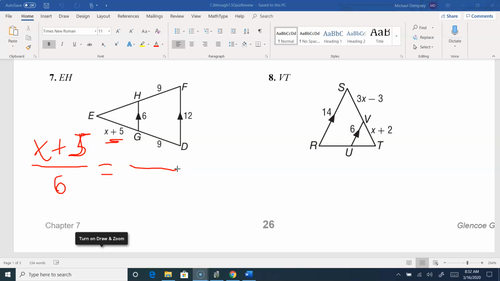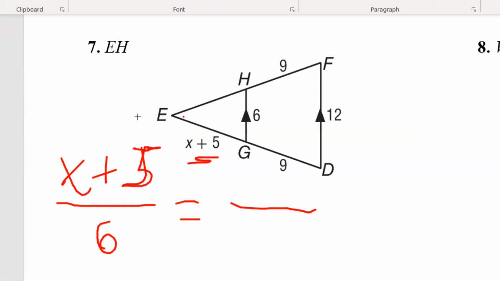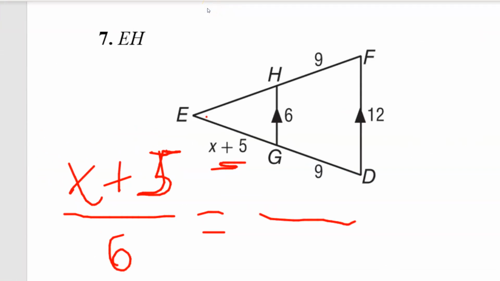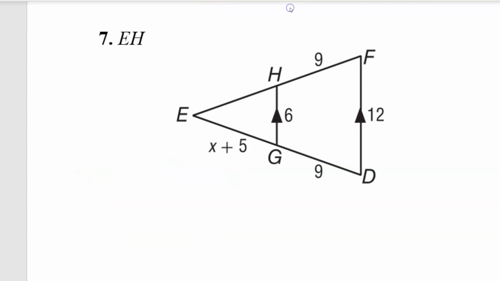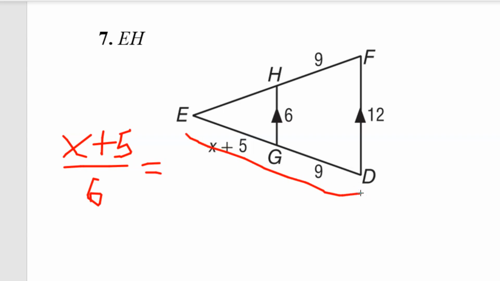So I have two similar triangles here. I have the small one, EGH, and then I have the big one, E to D to F. Okay? So if we want to do x + 5 to 6, this side of this triangle to this side, so I have x + 5 to 6. I'm fine with that. But that's going to be equal to x + 14. That's this whole side. Okay? So we have to do x + 14 to 12. Okay? See the difference between that?